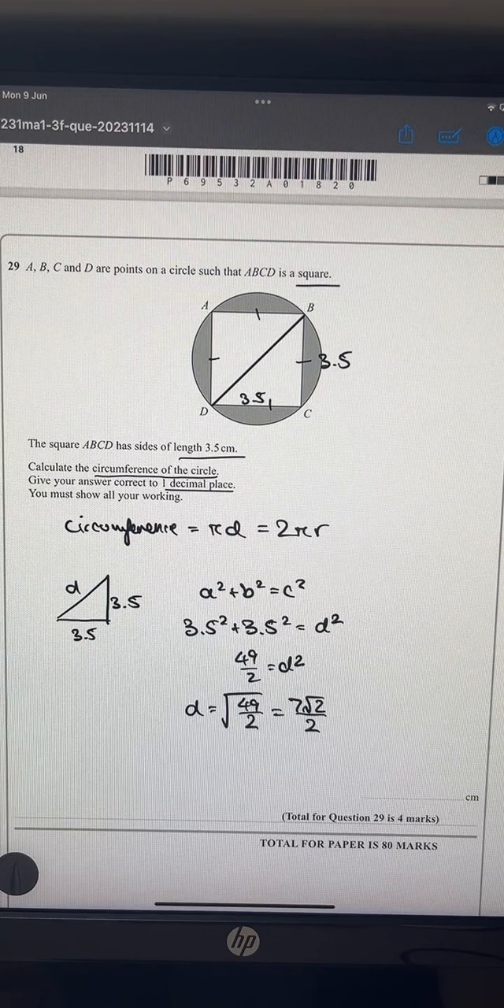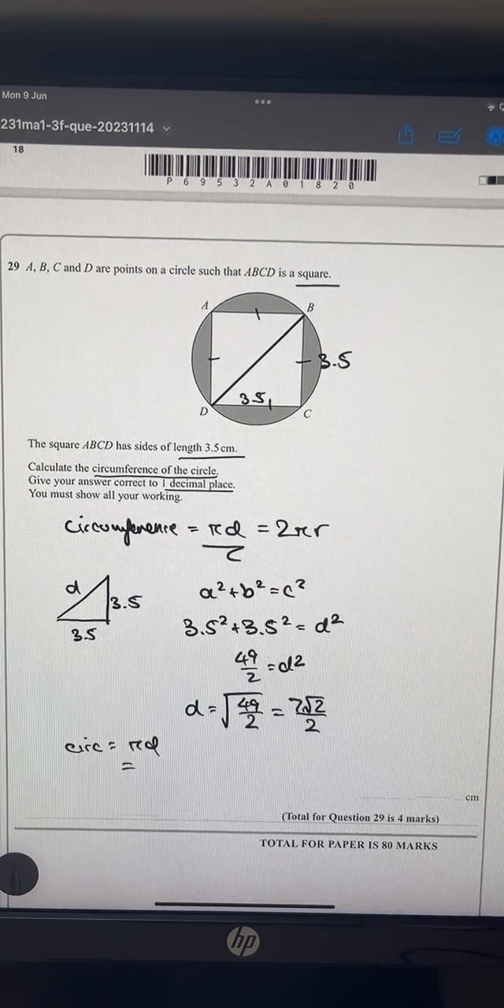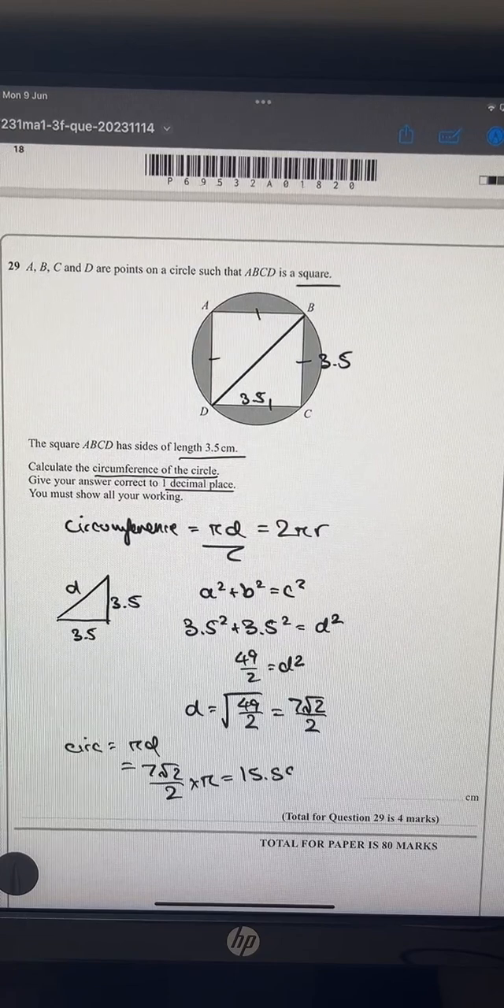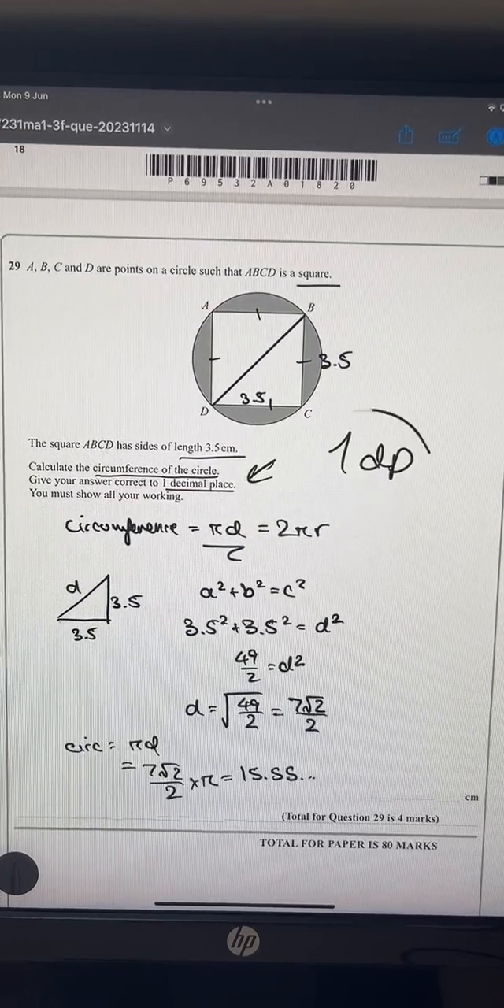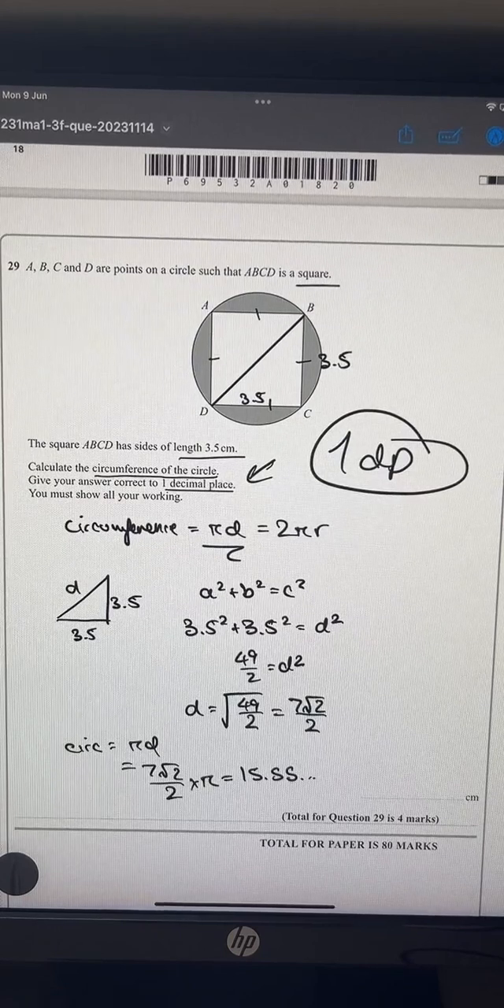So I'm just going to leave it as that for now. I'm not going to round or get a decimal yet. So now I know what d is. The circumference, I can just use this equation, right? So therefore, circumference equals pi d, which is 7 root 2 over 2 times pi. So if I multiply that by pi, I get 15.55 blah, blah, blah. I want this to one decimal place. When you see this, and it tells you to round, just write it in big on your exam paper somewhere, so you know that that's what you have to do, right? So 15.555, I'm going to round to one decimal place.